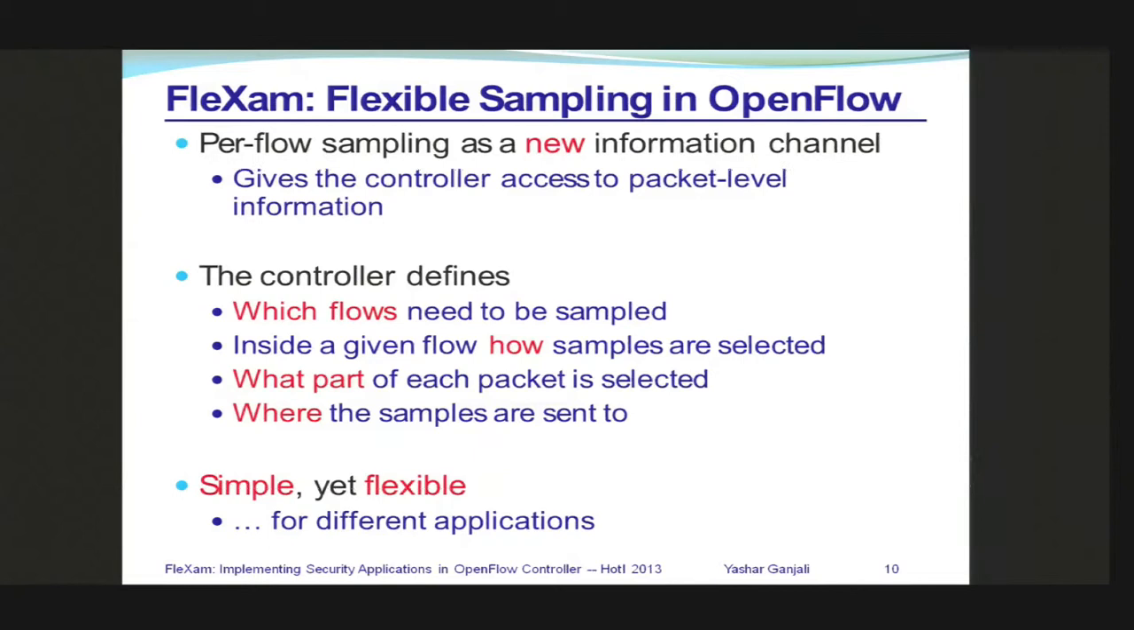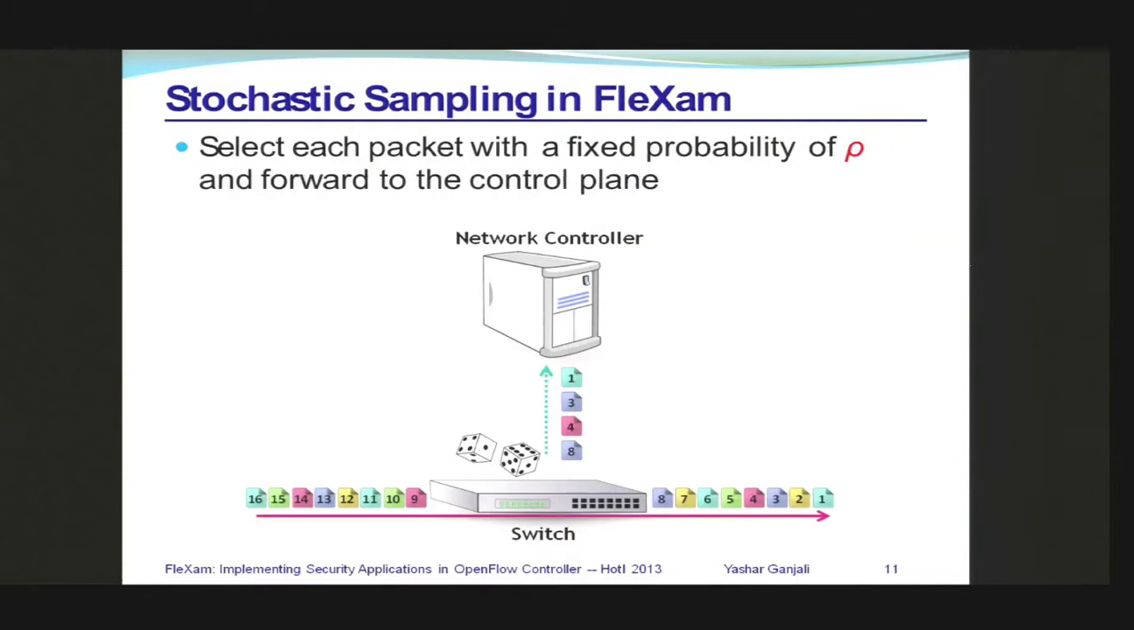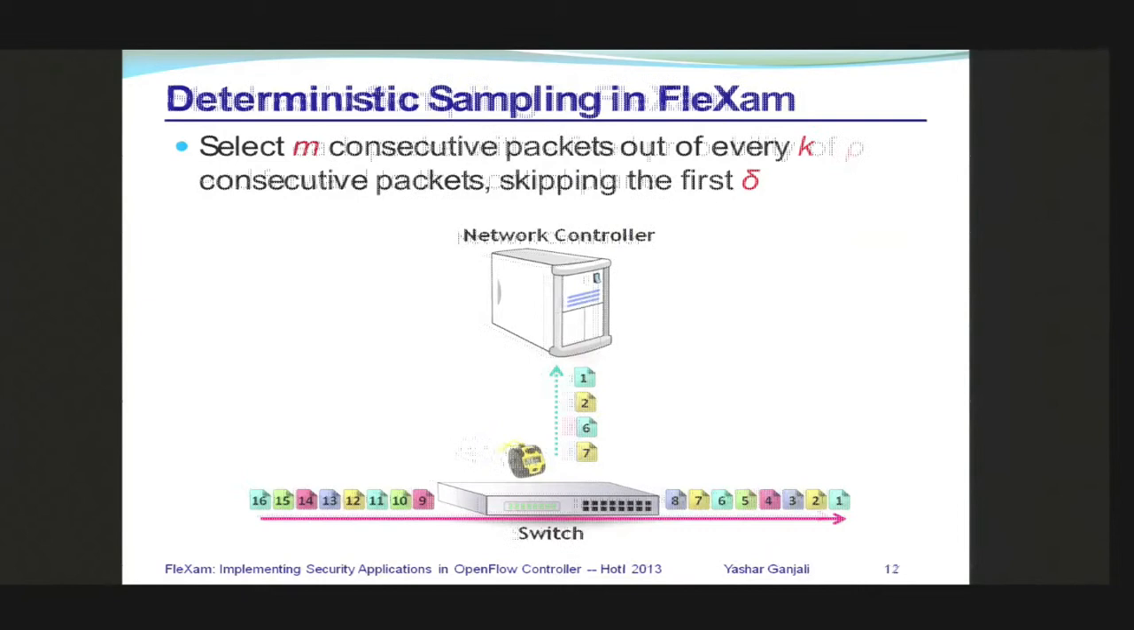FleXam does not provide a novel sampling scheme. We rely on techniques that have been known. The two common sampling techniques we use are, first, stochastic sampling. You flip a coin. It's not a coin, you generate a random number. If it's less than rho, you basically forward to the controller. Otherwise, you just ignore the packet. In deterministic sampling, you choose m consecutive packets out of every k packets from a certain flow, and you just skip the first delta packets of the flow.